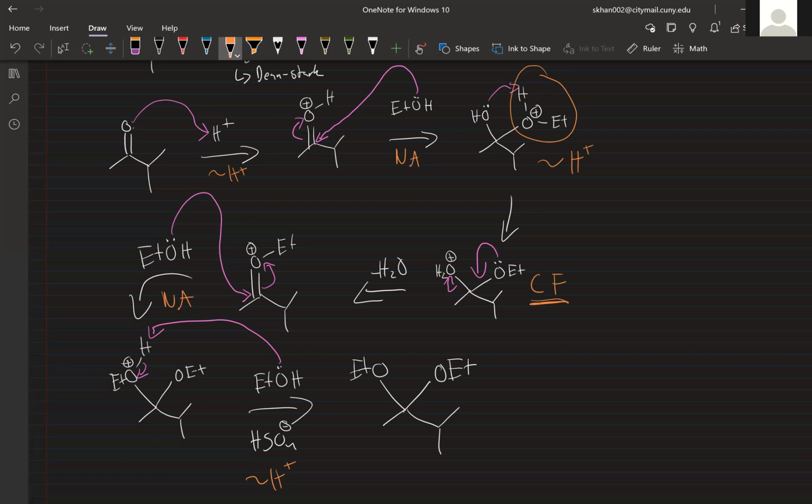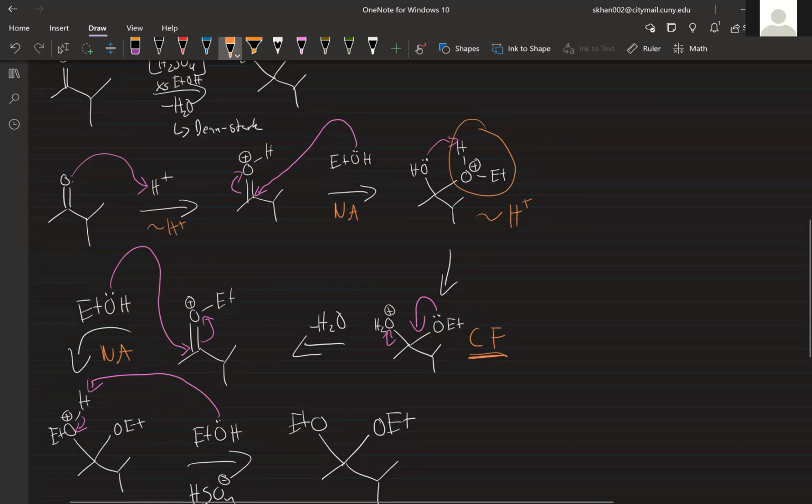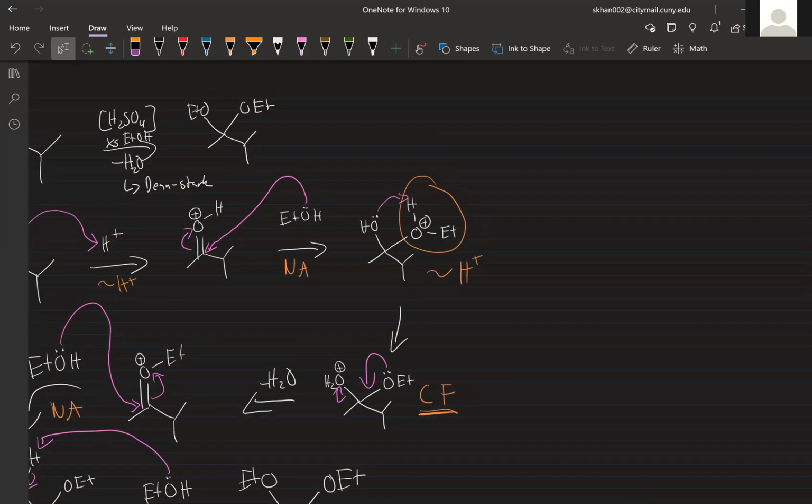If there was not excess, so like you mean the hydrate here? I didn't really show the intermediate. I should have shown the intermediate, I guess. So basically, you know what? For the next mechanism, I'll show it. So this is the hemiacetal, right?